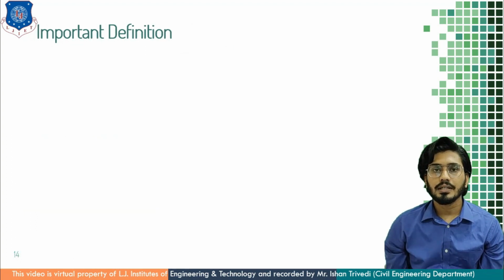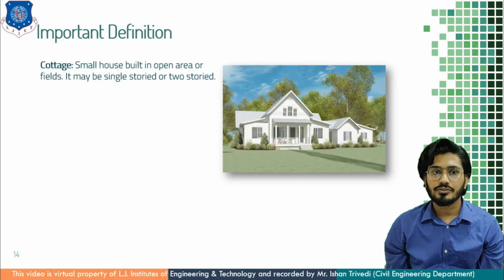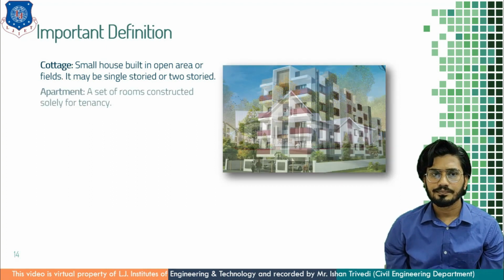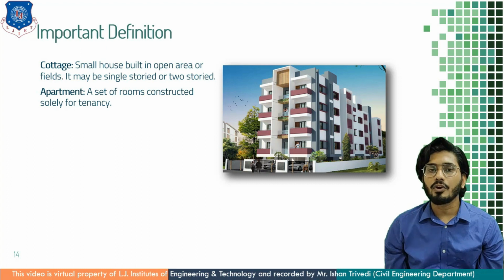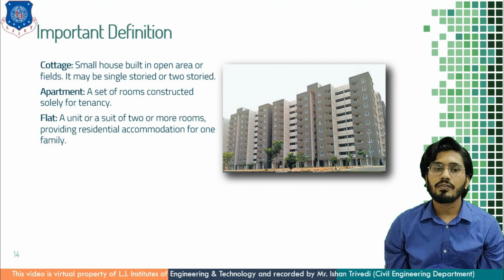Now understand some important definitions. First is cottage. It is a small house built in an open area or field. It may be single story or a two story. You can say it is a farmhouse. Next is apartments. The word apartment is used in Western countries where there is a set of rooms constructed solely for tenancy. It is only meant for tenancy and the landlord provides all the facilities which are required in living and gives it to tenants.